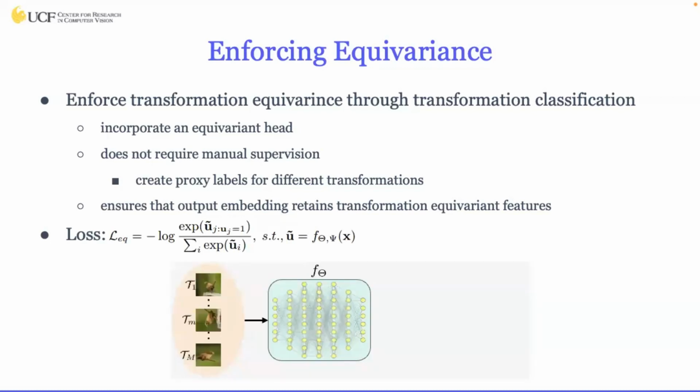So how this works is, for each sample, we create M transformation copies. We pass them through the feature extractor F theta. Then we pass them through the equivariant head F psi. After that, we perform M-way transformation classification.